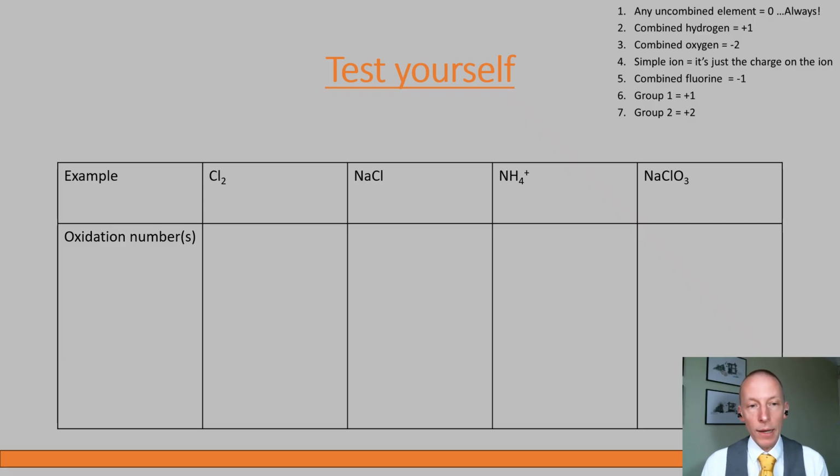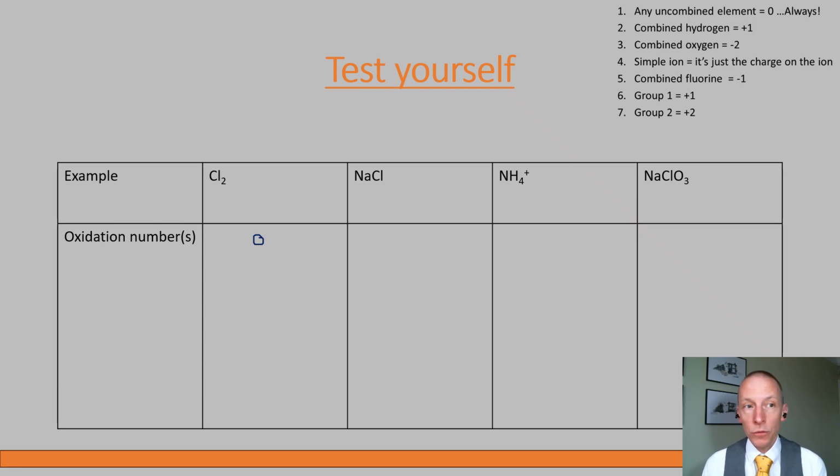Now to finish up, we've got some more complicated examples here, just to test everything that we've seen in this short lesson today. You might want to pause the video here at this point and work through these yourself. First of all, we've got chlorine. Now, whilst that's a molecule, it's still just an element. So it's in its elemental form, and that means it has an oxidation number of 0.